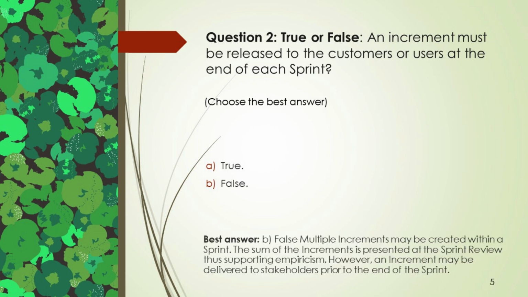Best answer, B. False. Multiple increments may be created within a sprint. The sum of the increments is presented at the sprint review, thus supporting empiricism. However, an increment may be delivered to stakeholders prior to the end of the sprint.